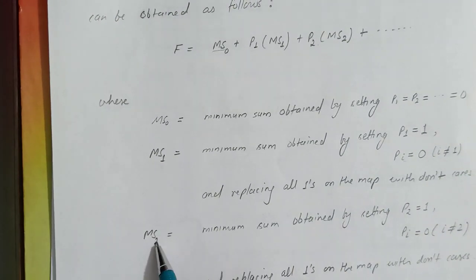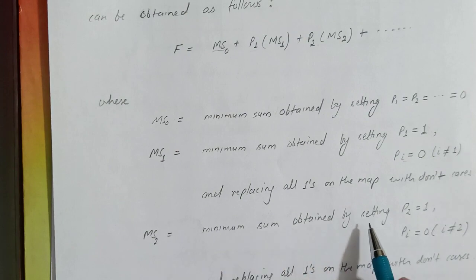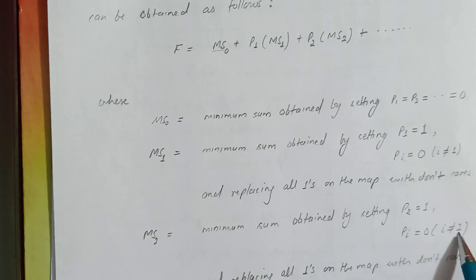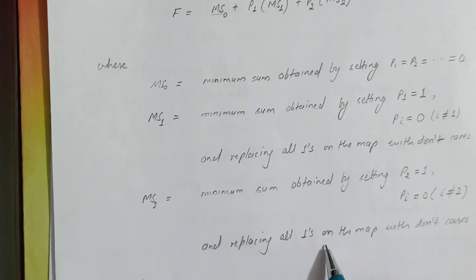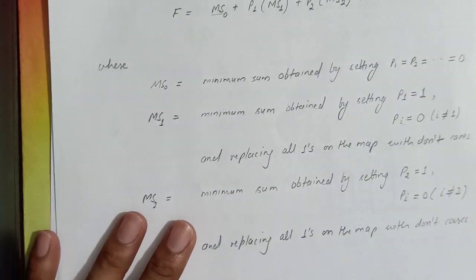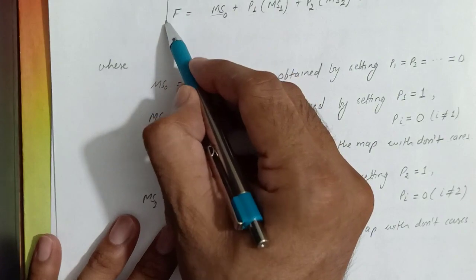Similarly, ms2 is the minimum sum obtained by making the second variable p2 as 1, and other than p2 we will make all other variables as 0 and replace all the ones on the map with don't cares, and so on. So in this way we can solve any VEM problem. So we have to remember this equation.